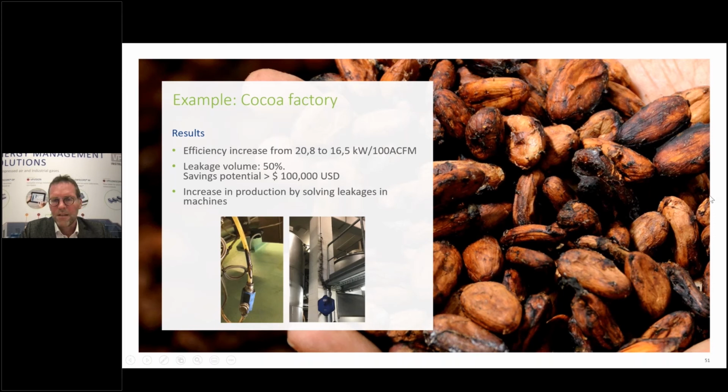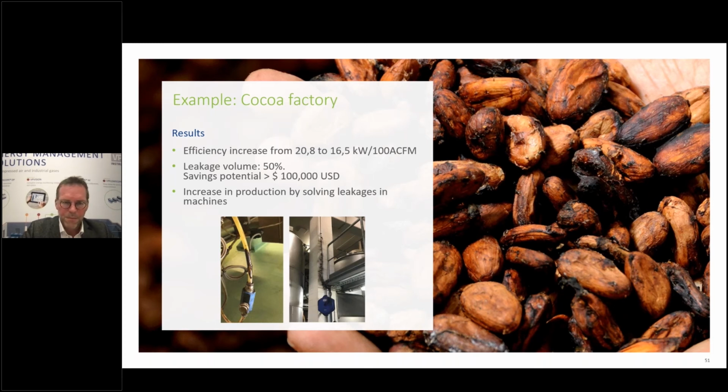But not only that, they were also able to increase the production capacity of one machine, because the cycle time of that machine opening and closing to crunch those cocoa beans was improved by fixing the leaks. So they could increase the whole production on that specific machine, which would have been quite a big piece of capital investment if they had to buy another one. So this is also a very nice example of how demand side optimization and supply side optimization can go hand in hand.